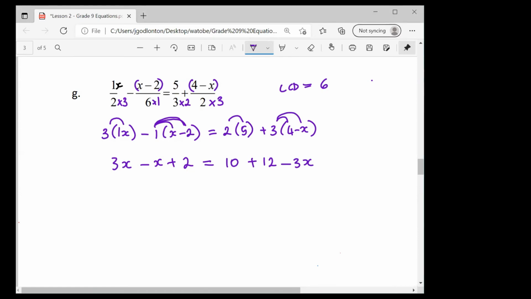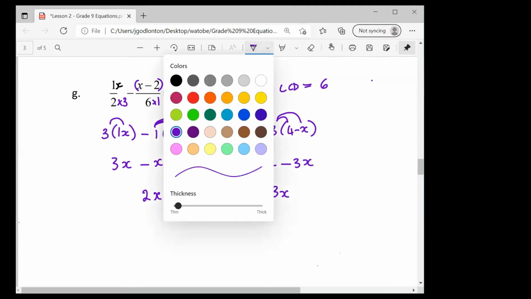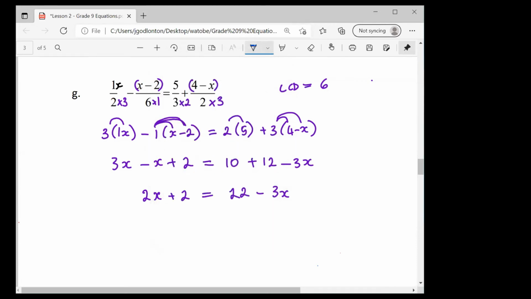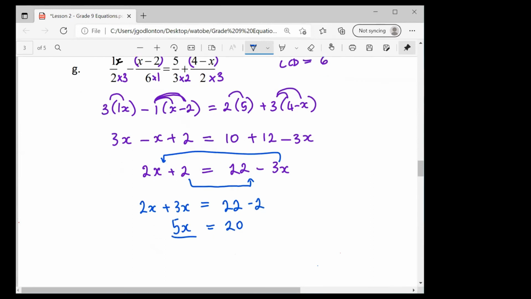Okay, I'm just going to simplify my like terms on each side. So I have 2x plus 2 is equal to 22 minus 3x. And then I'm going to send this 3x onto that side, and I'm going to send this 2 onto that side. So I'm going to get 2x plus 3x and 22 minus 2. And so we get 5x is equal to 20. Divide both sides by 5. And so we'll see that x is equal to 4.